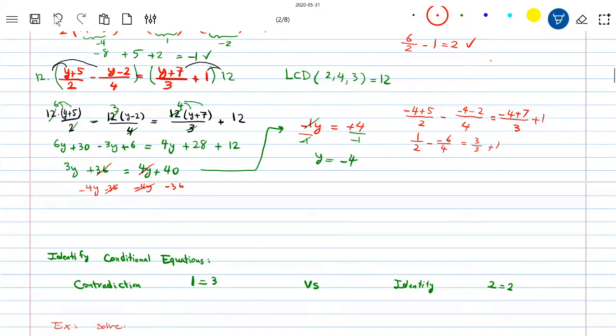-6 over 4 can be simplified to -3 over 2. So negative and negative becomes positive, so you have plus 3/2. Right side, 3 over 3 plus 1 is 2. What is 1/2 plus 3/2? It is 4/2. 4/2 equals 2. So therefore, yes, our solution set is negative 4. Okay. I'm going to stop here and continue.